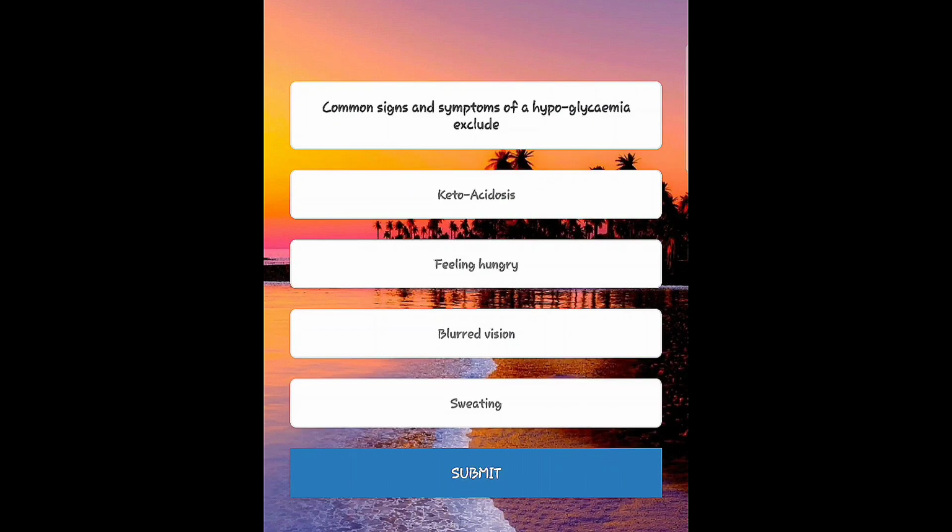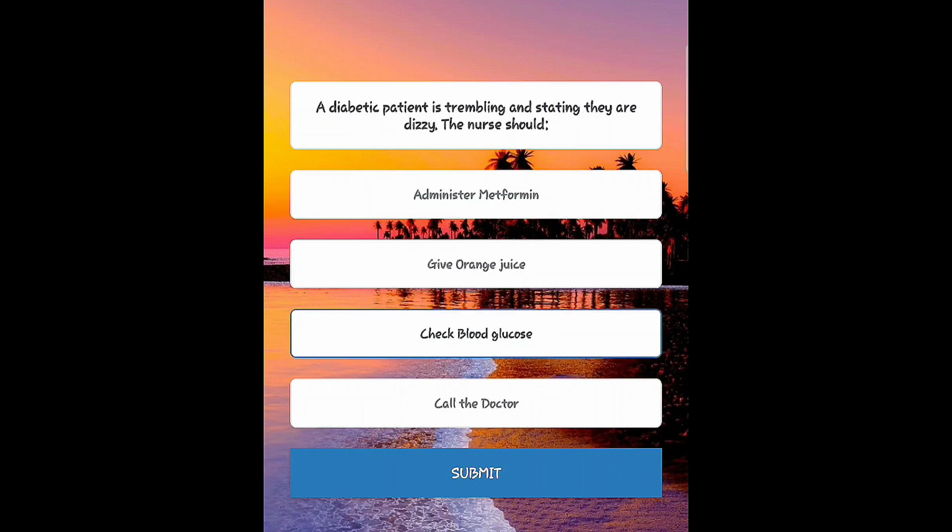Common signs and symptoms of hypoglycemia exclude, that means it's all except A, ketoacidosis, B, feeling hungry, C, blurred vision, D, sweating. We know it's ketoacidosis because that is caused by diabetes. A diabetic patient is trembling and stating they are dizzy. The nurse should A, administer metformin, B, give orange juice, C, check blood sugar, D, call the doctor. Of course, you have to check the blood sugar first because the patient is diabetic, before you know the next course of action. Yes, that's our right answer.